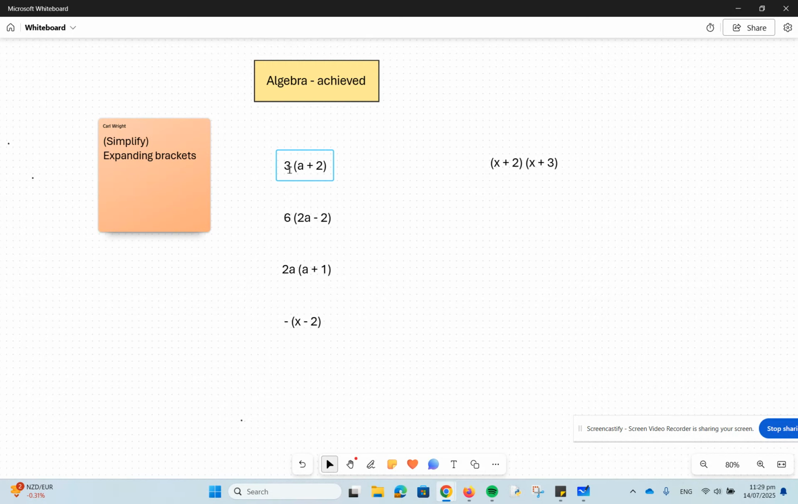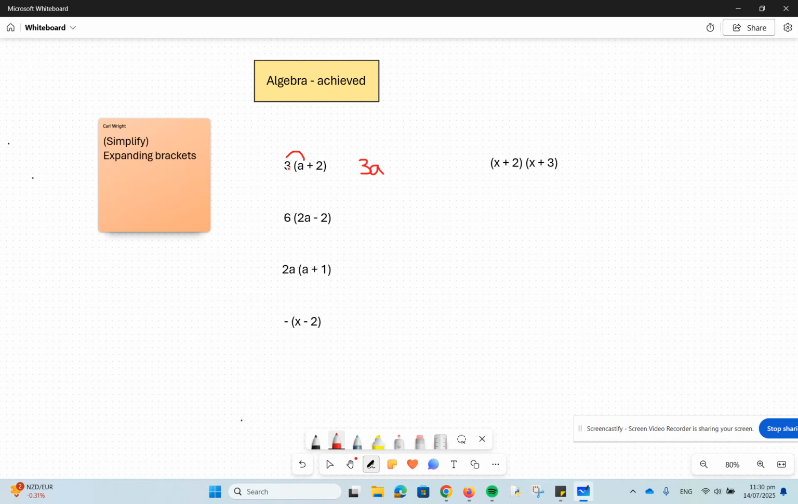So I'm going to go 3 times A. I go 3 times the first term. That means I've got 3A. 3 times A is the same as 3A. So I'm multiplying 3 times A, and that gives me 3A. And then I've done the first term in the brackets. Now I have to do the second term in the brackets. I want to keep the plus sign.